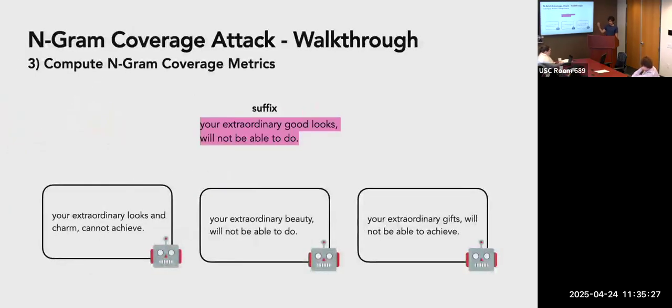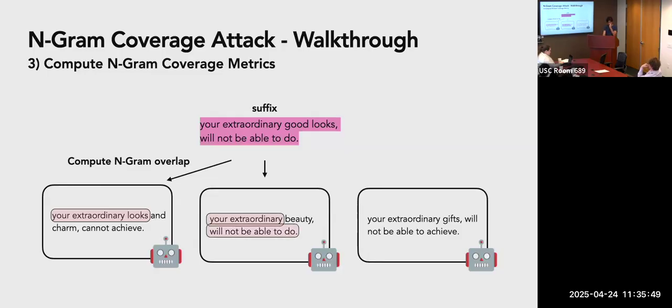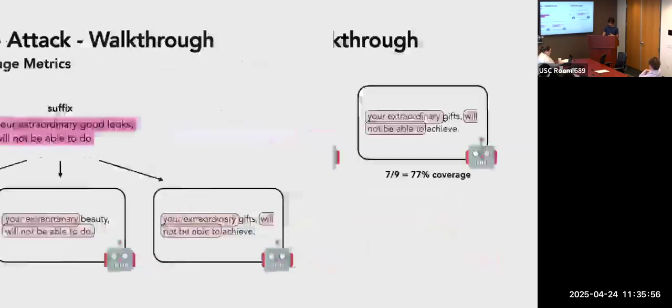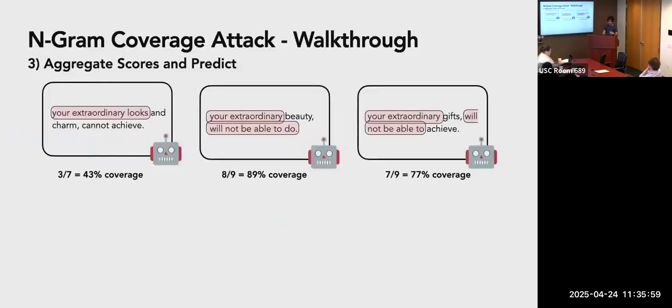Now, we're going to bring back our suffix, and we're going to compute our n-gram coverage metrics, so our n-gram overlap. For example, we have this exact string match, "your extraordinary." Actually, I guess it should stop at "extraordinary" since it's missing "good," but it's basically that small snippet. This one also has "your extraordinary" and "will not be able to do." And then finally, this one's also "your extraordinary, will not be able to," and then "achieve." So it only differs at the end.